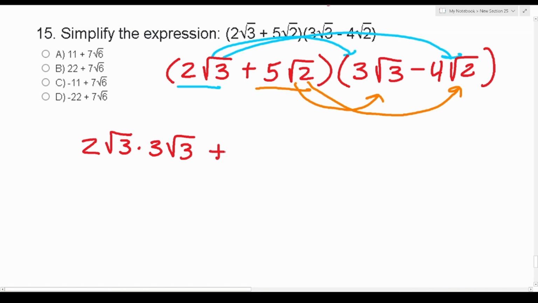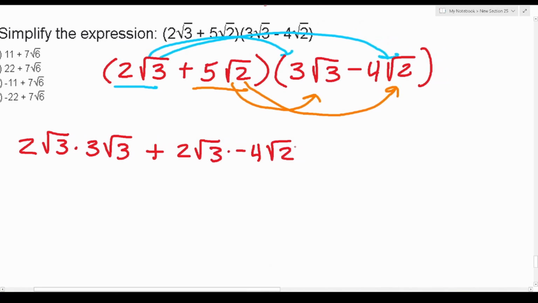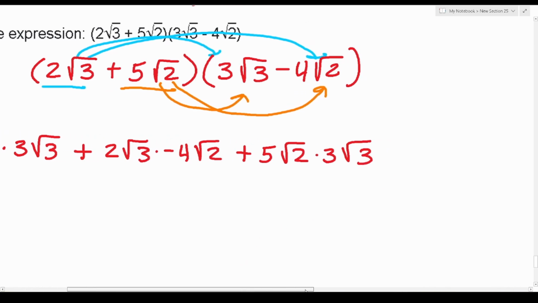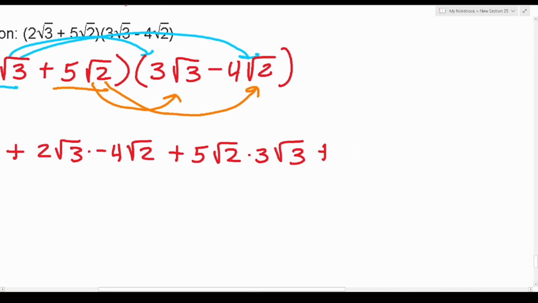And then we have plus 2 square root 3 times negative 4 square root 2. Okay. Now that we've done those two, we can move on to this 5 square root 2. So we have plus 5 square root 2 times 3 square root 3. And then finally we have plus 5 square root 2 times negative 4 square root 2.